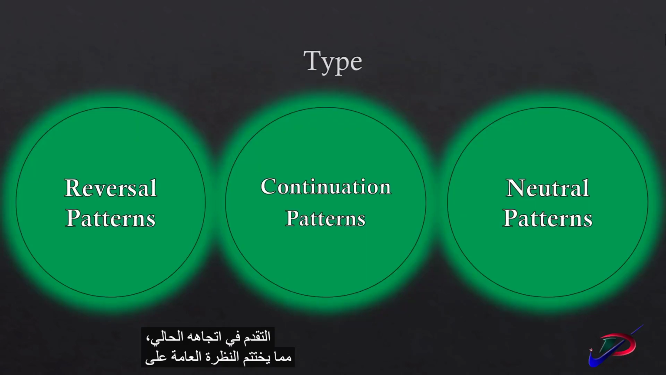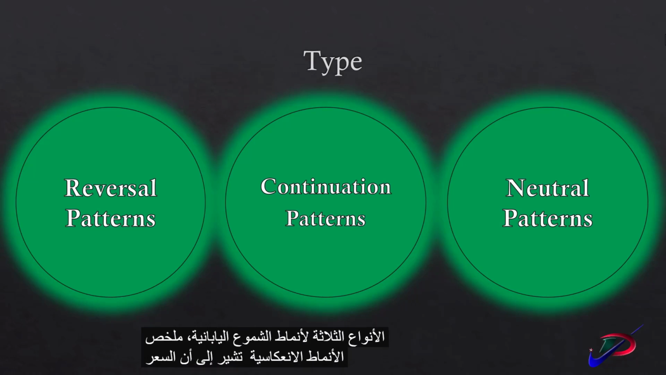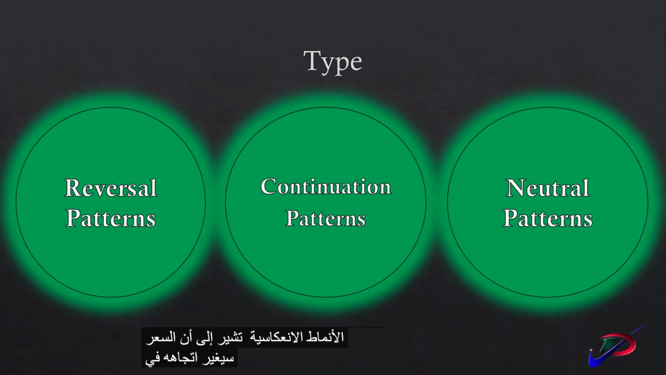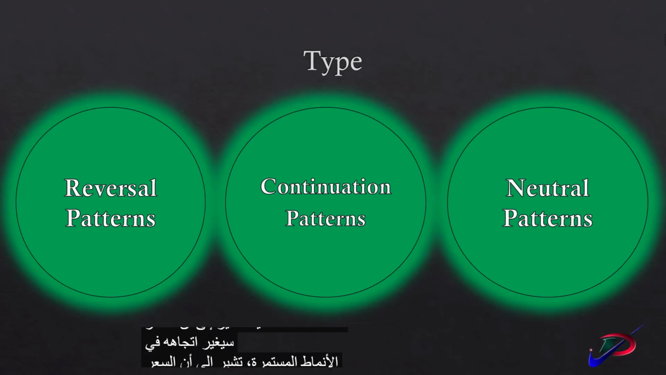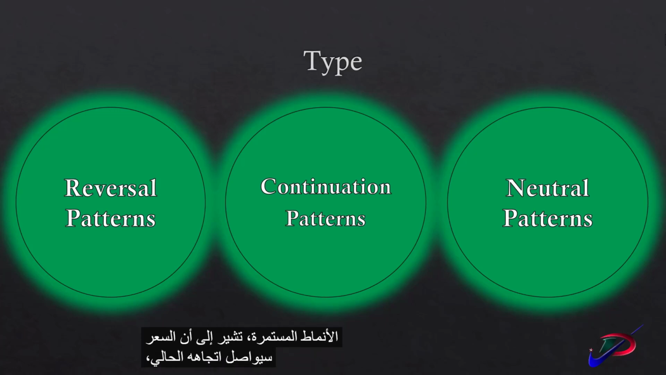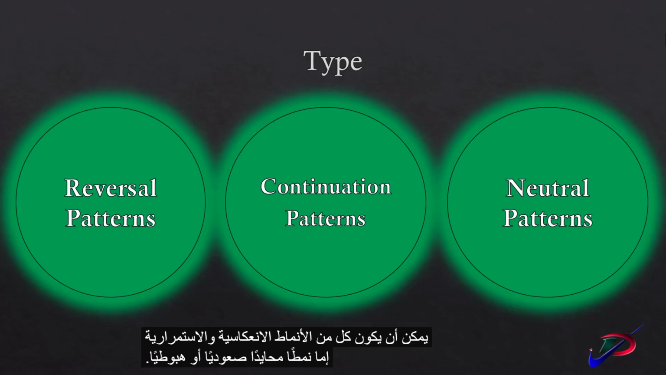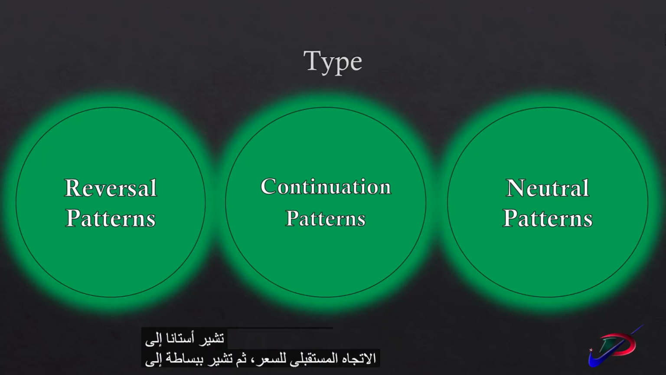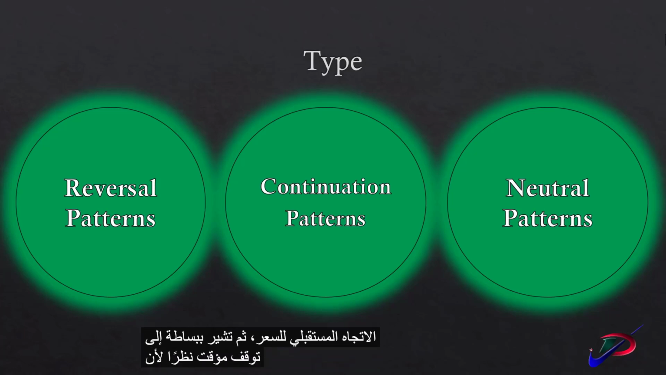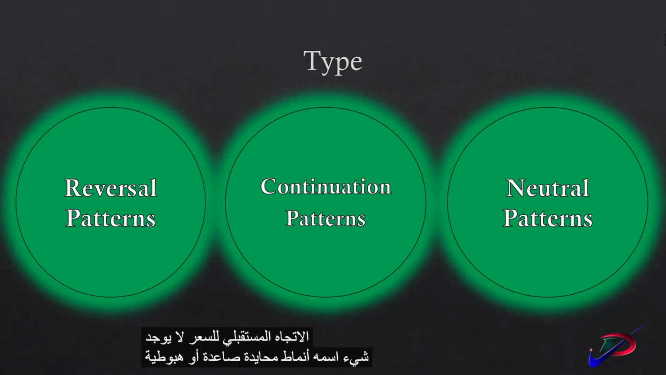That concludes the overview of the three types of candlestick patterns. In summary, reversal patterns indicate that price will change direction, and continuation patterns indicate that price will continue its current direction. Both reversal and continuation patterns can either be bullish or bearish. Neutral patterns don't indicate the future direction of price. They simply indicate a momentary stop. Since neutral patterns don't indicate the future direction of price, there is no such thing as bullish or bearish neutral patterns.